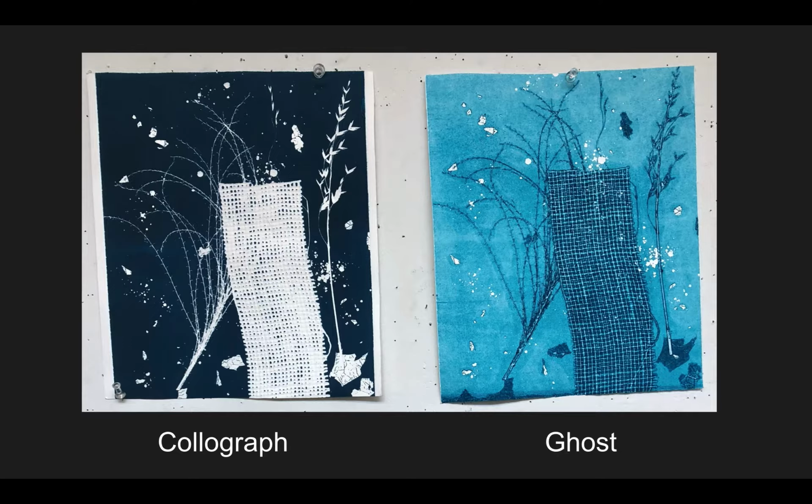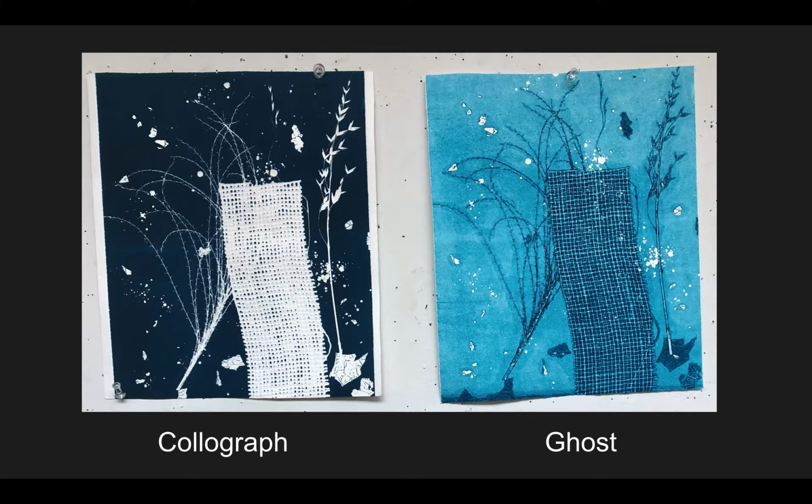We can see in these examples on the left, we have a pretty straightforward collagraph. We have some grass, a mesh fabric, and then some other small pieces that were laid down on our inked plate and put through the press. And then when we remove that paper, those objects act as both a stencil and a texture.